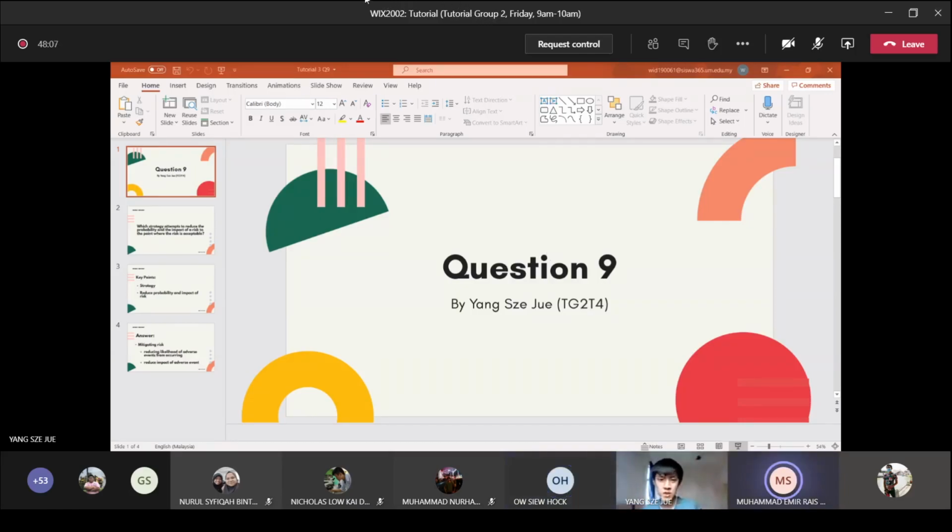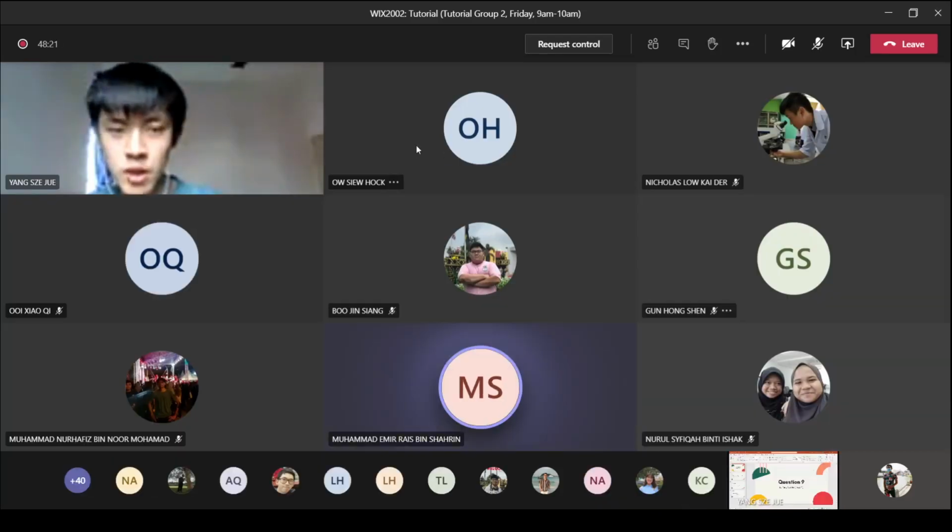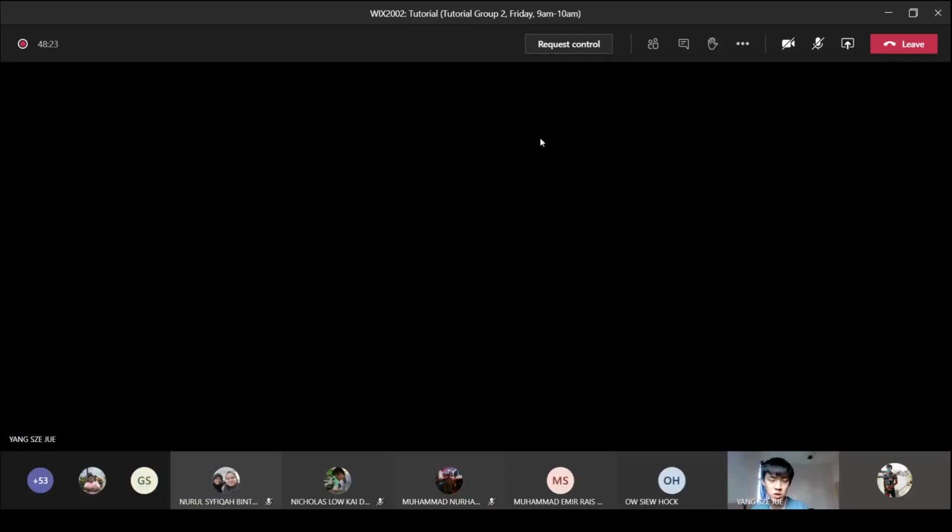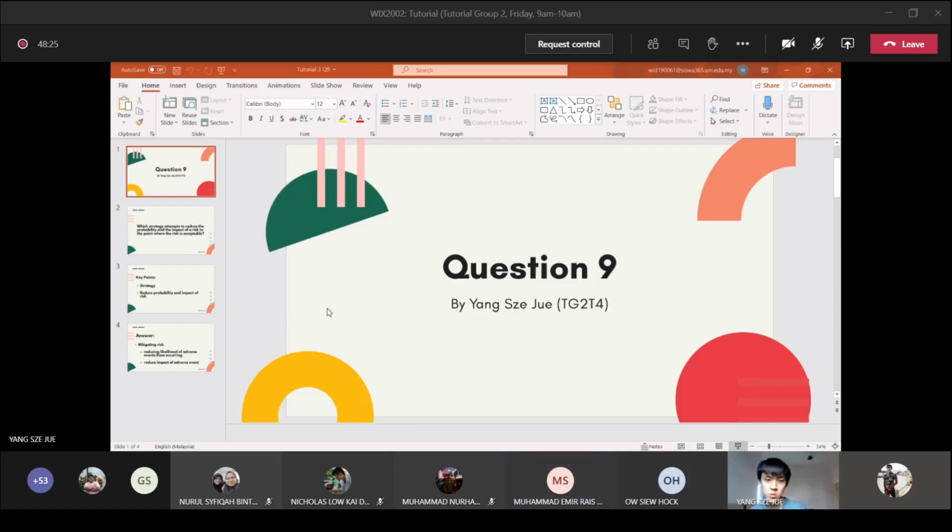I'm Yang Sijie from TG2T4 and I'll be presenting question 9. The question is, which strategy attempts to reduce the probability and the impact of a risk to the point where the risk is acceptable? The key points from the question are the strategy and reducing probability and impact of risk. From these two key points, we can conclude that the strategy is mitigating risk, which will reduce the likelihood of an adverse event occurring and reduce the impact of the adverse event.